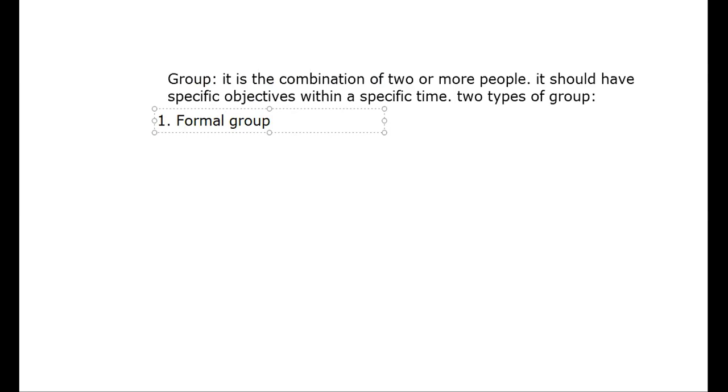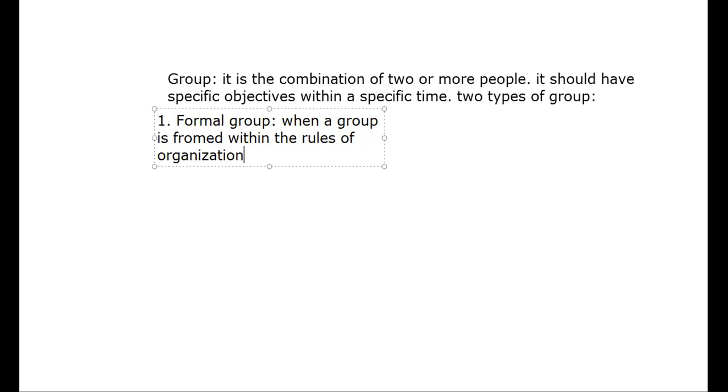So a formal group, we can say, is when a group is formed within the rules of organizational structure. Organizational structure means the rules and relationships, and they are established to achieve some specific objective. Organizational structure, and they are assigned to achieve a goal or task.